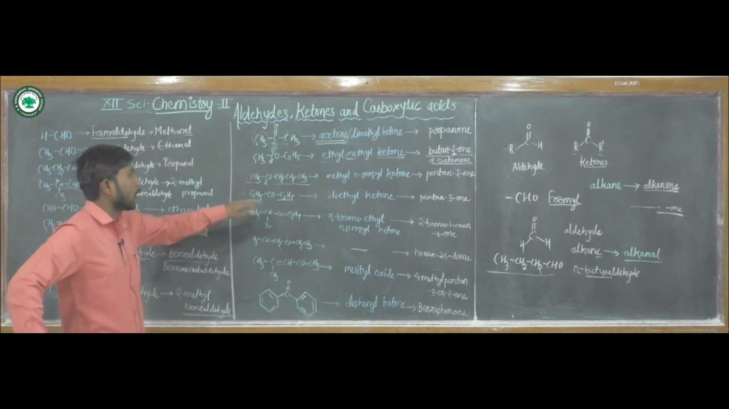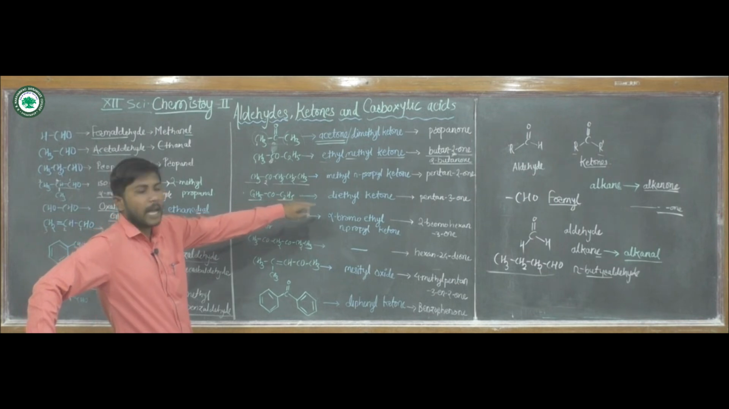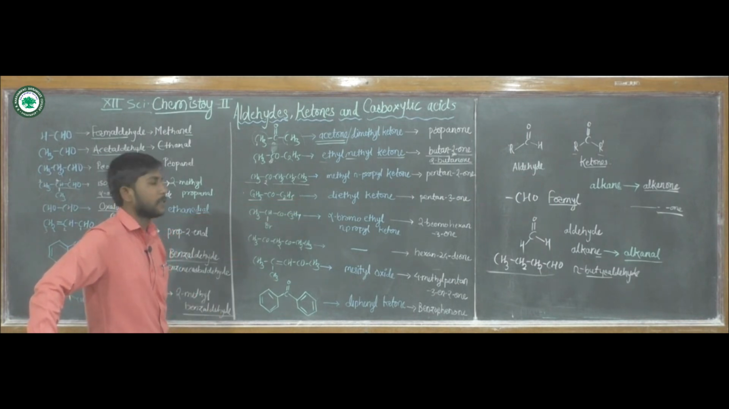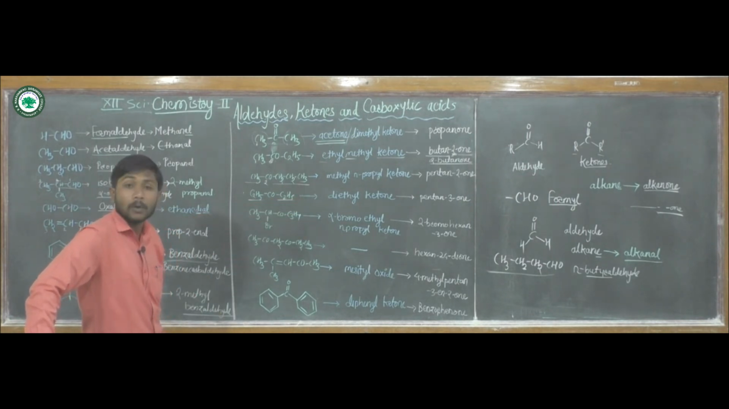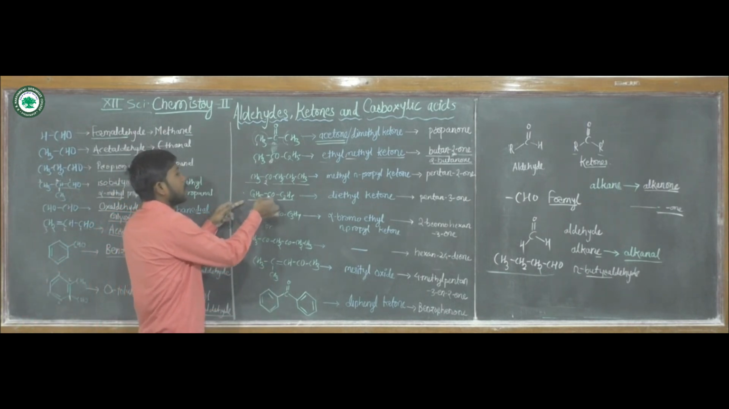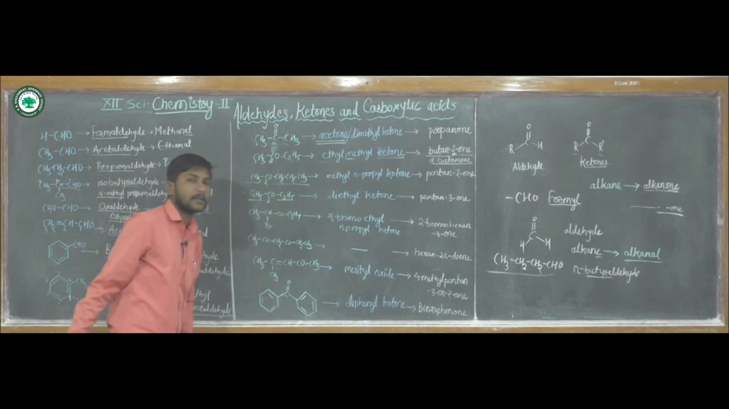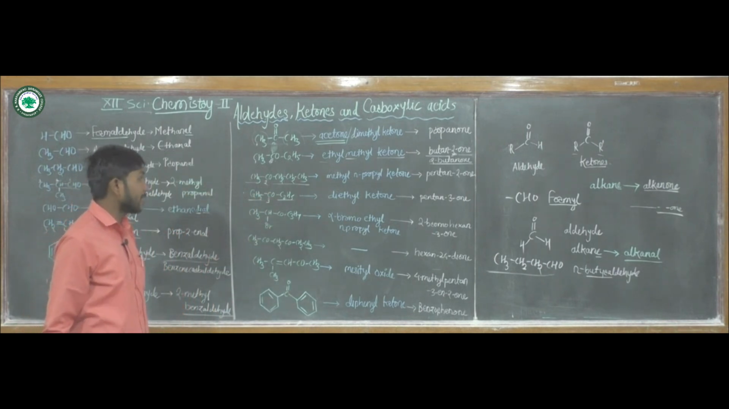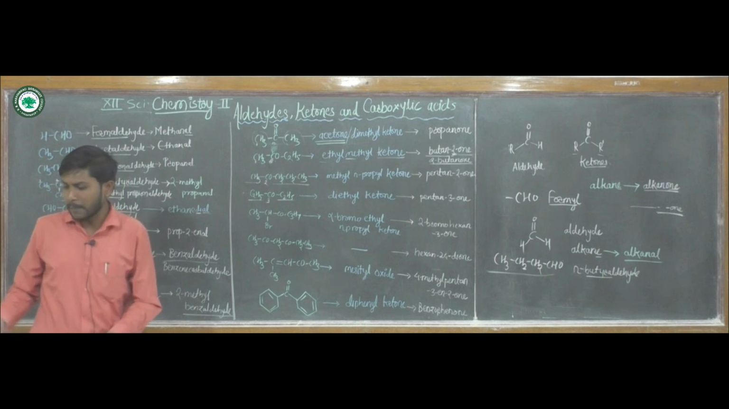Next example. This is again a symmetrical ketone. Both ethyl groups are attached to the carbonyl carbon, so it is diethyl ketone, and the IUPAC name will be pentan-3-one, because here the carbon number 3 is the carbonyl carbon.